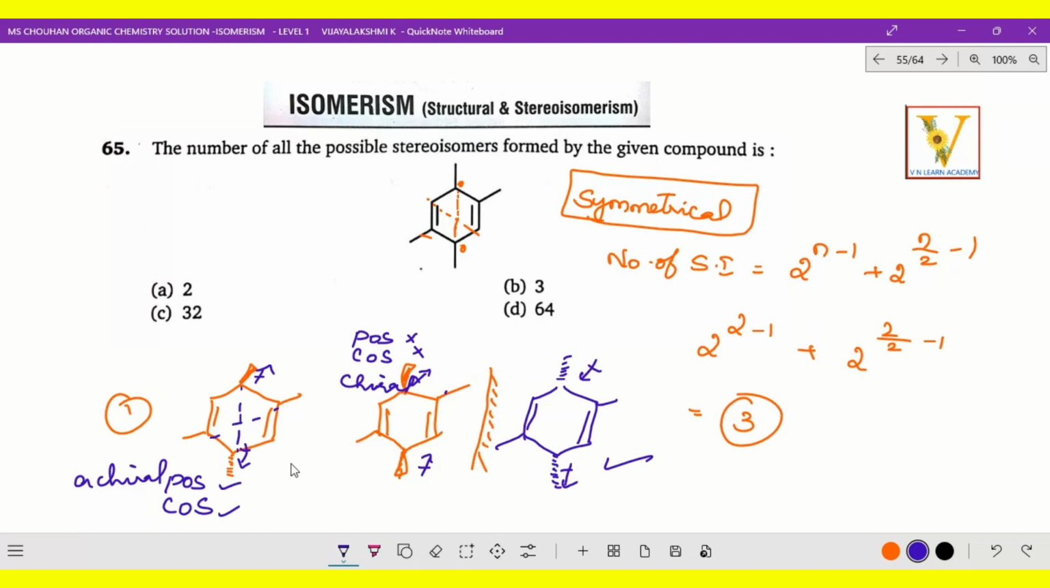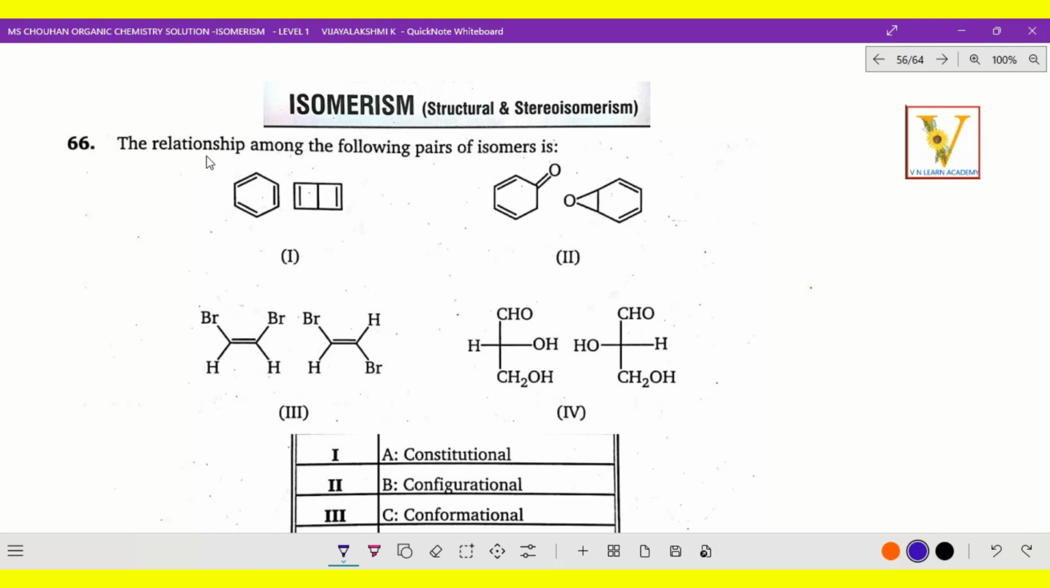I hope you got the clarity. So 1, 2 and 3. This is the way you can identify 3 isomers, and I hope you got the clarity about this question. Come on, let's go to the next question. It is interesting to find the answer.